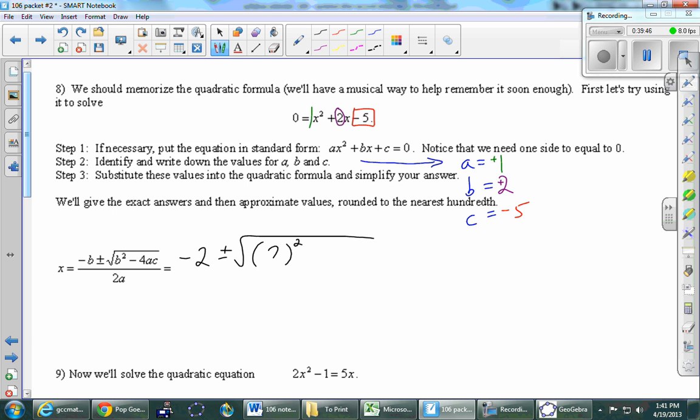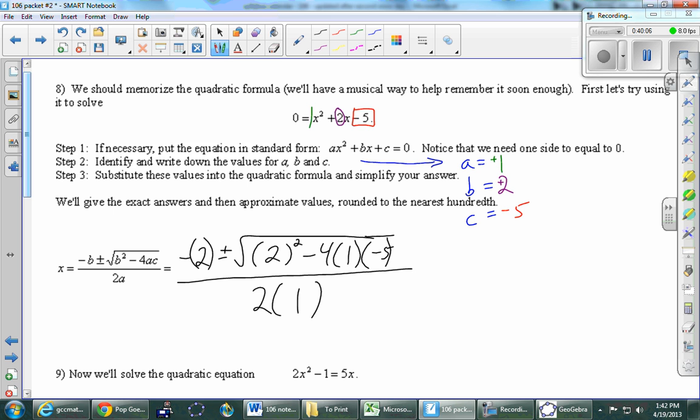Okay, so b we said was 2, so that 2 is going to get squared. Minus 4 times a times c, 1 times -5. Divide by 2a, 2 times a, 1.